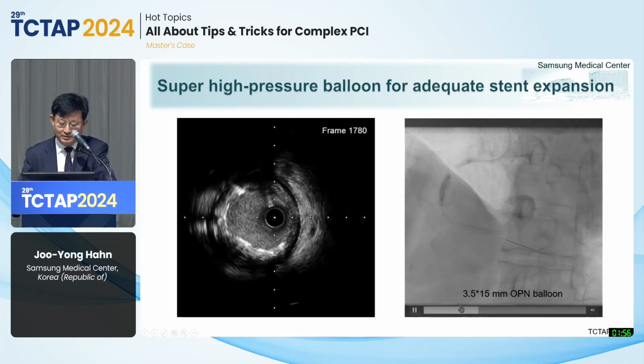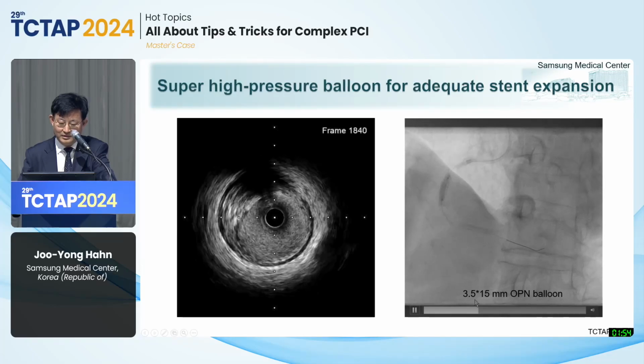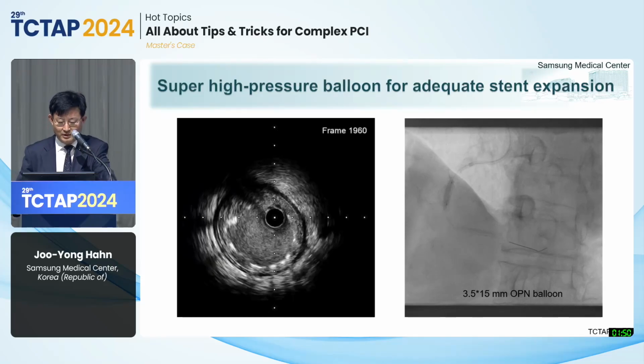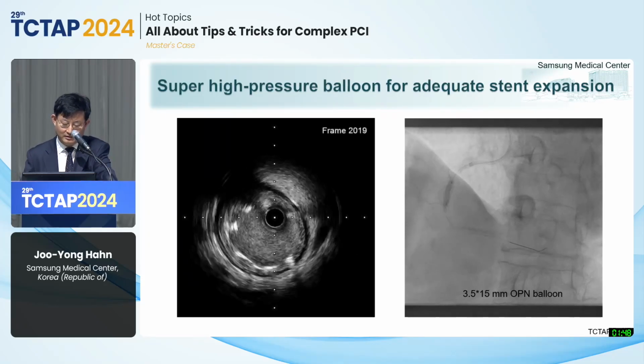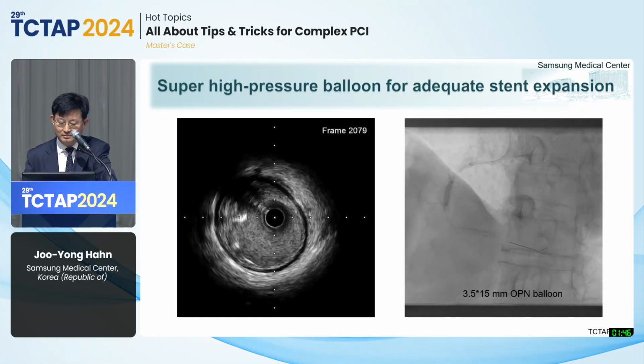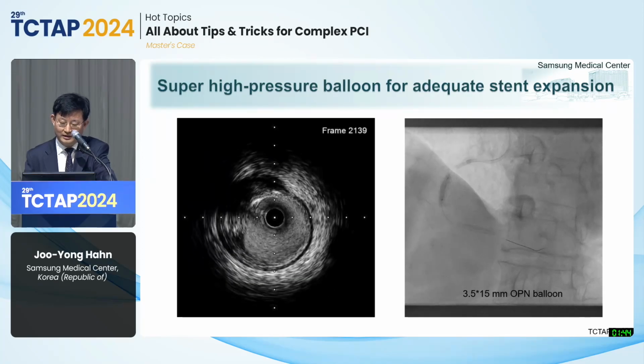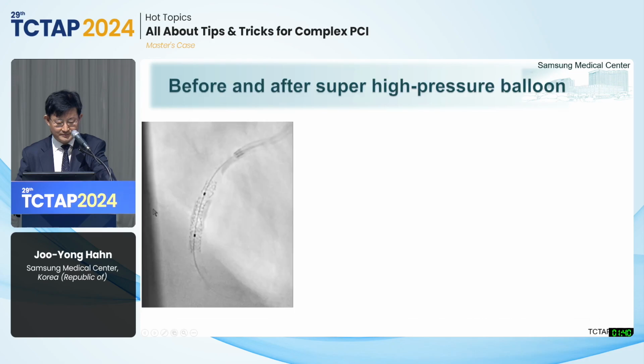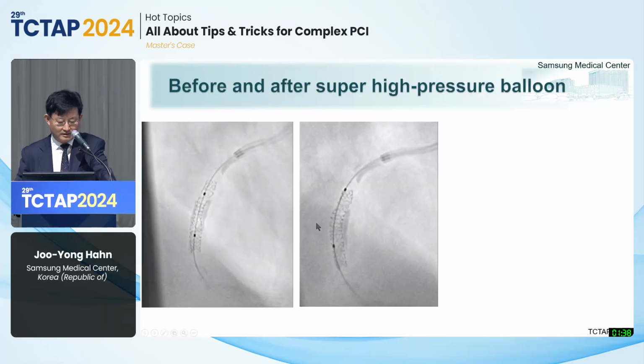The size was 3.5 by 15 millimeter. This balloon has a nominal pressure of 30, so I used 40 ATM for expansion of this lesion. These are stent booster images before OPN balloon and after OPN balloon.